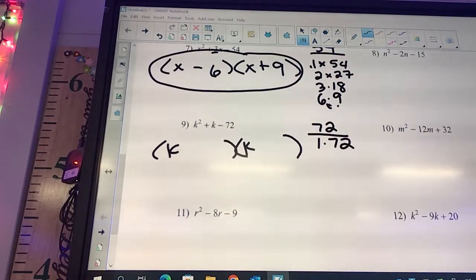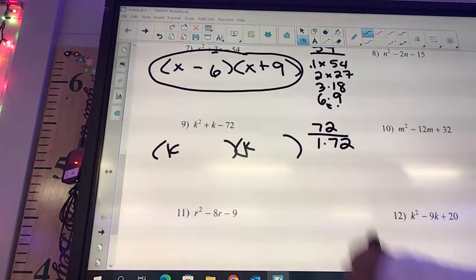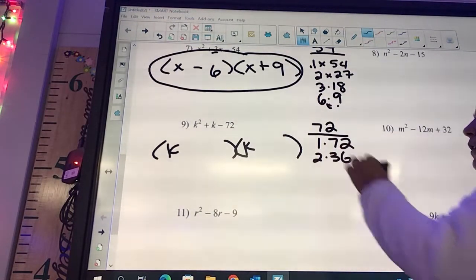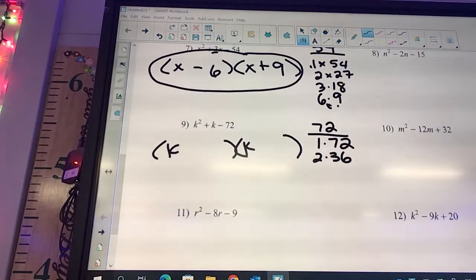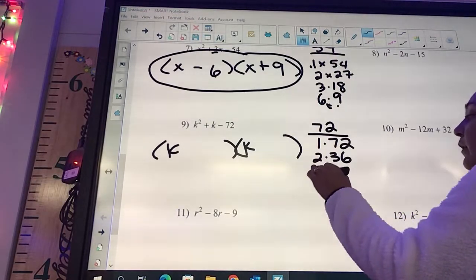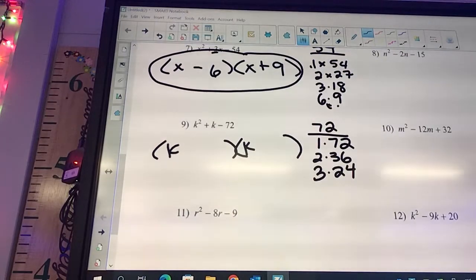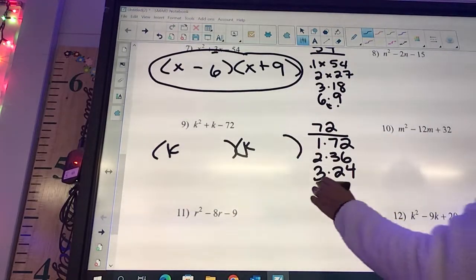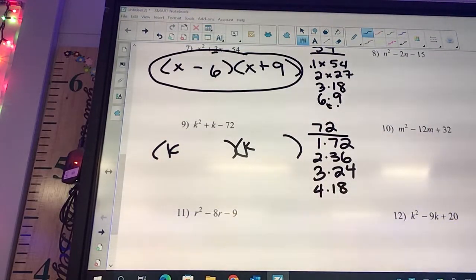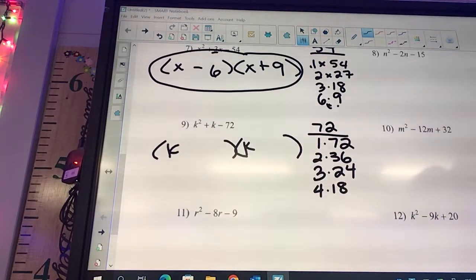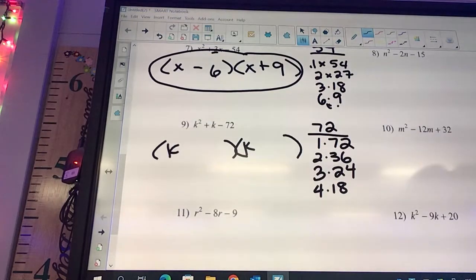Does 2 go into 72? Yeah? What is it? 2 and 36? 3. 24. 4. 18. 5. 6. 12. 6 and 12.